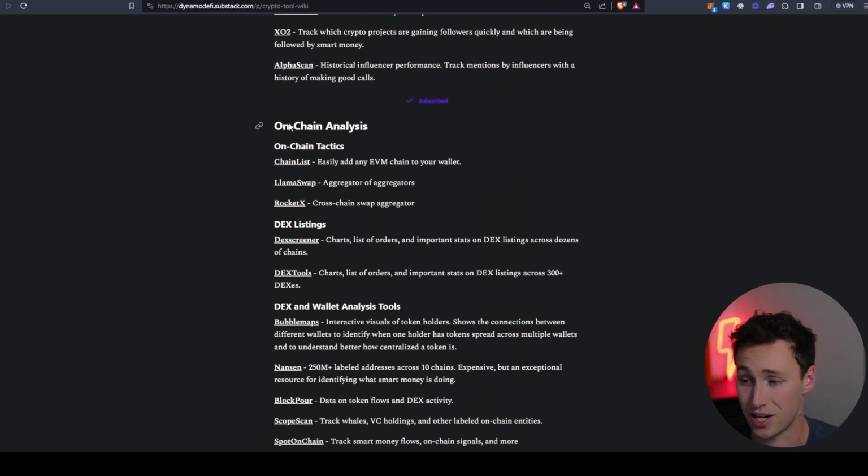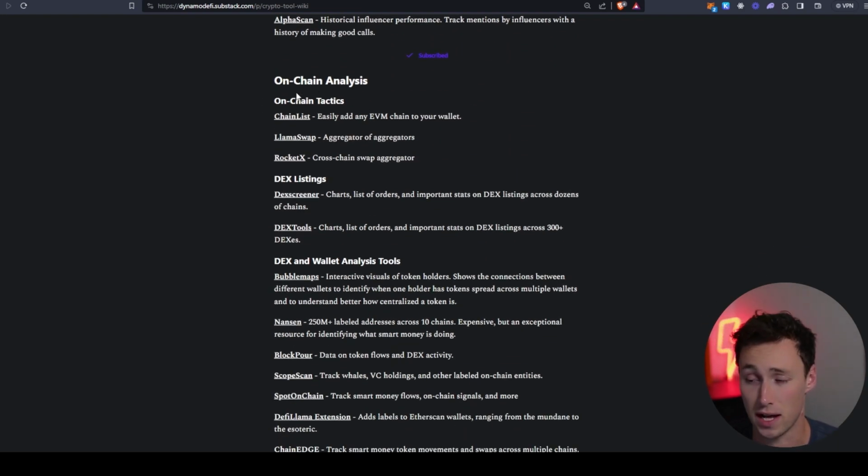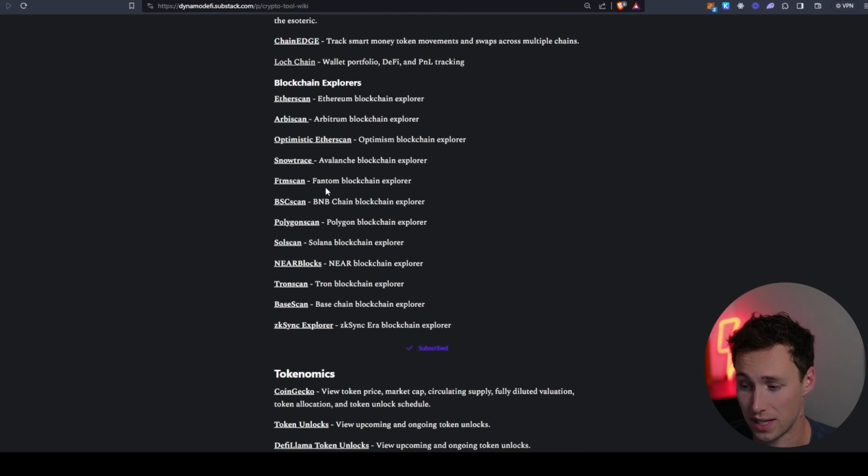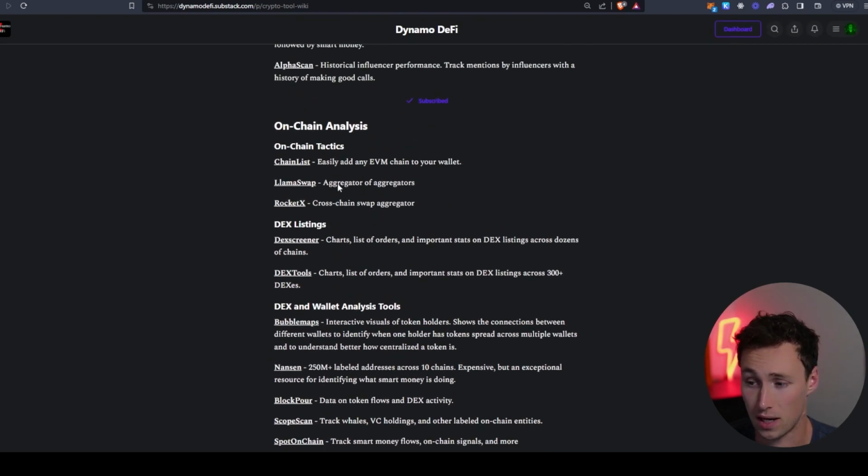To keep going down through the list, because again, there's a lot. Next section is on-chain analysis. Now, on-chain analysis is divided into on-chain tactics, DEX listings, DEX and wallet analysis tools, and blockchain explorers. On-chain tactics are things to make you a bit more nimble when you're doing things on-chain. So for example, you have LlamaSwap, an aggregator of aggregators. That's going to help you find the best rates when you're swapping things on-chain and help ensure that you don't get, for example, front run or sandwich attacked.